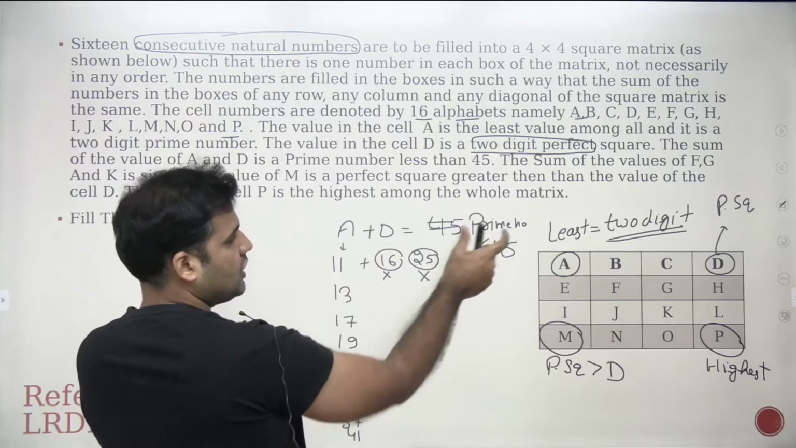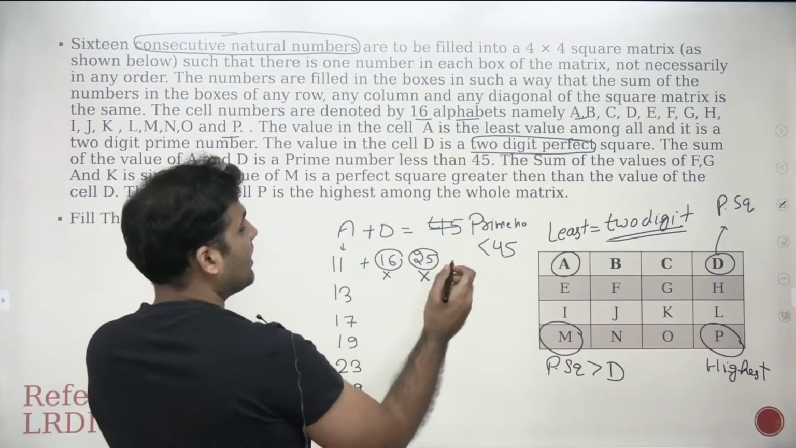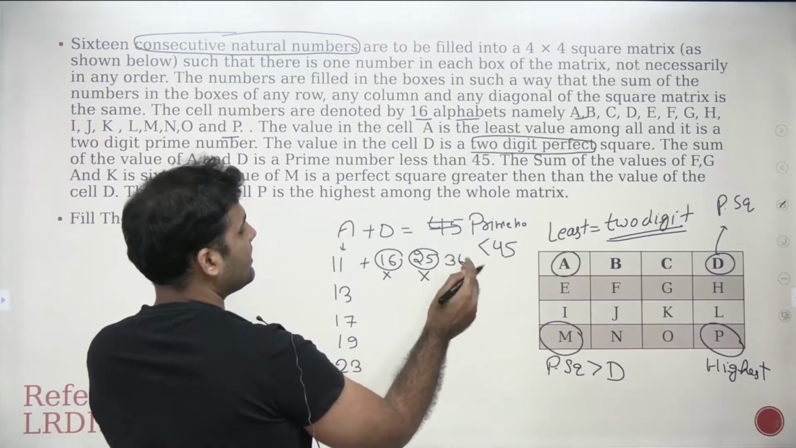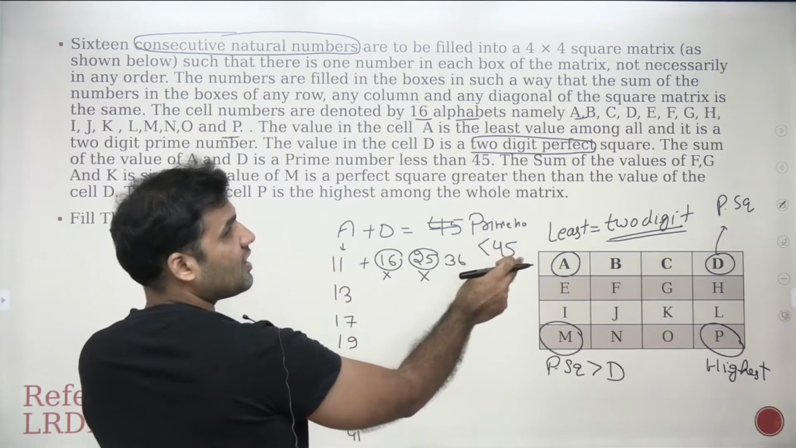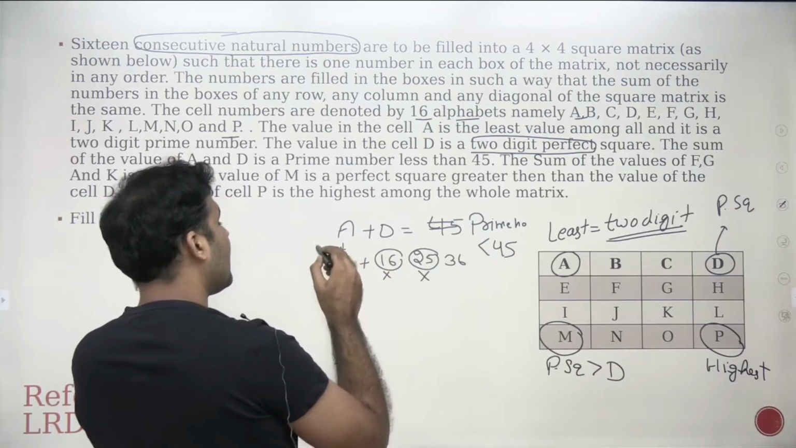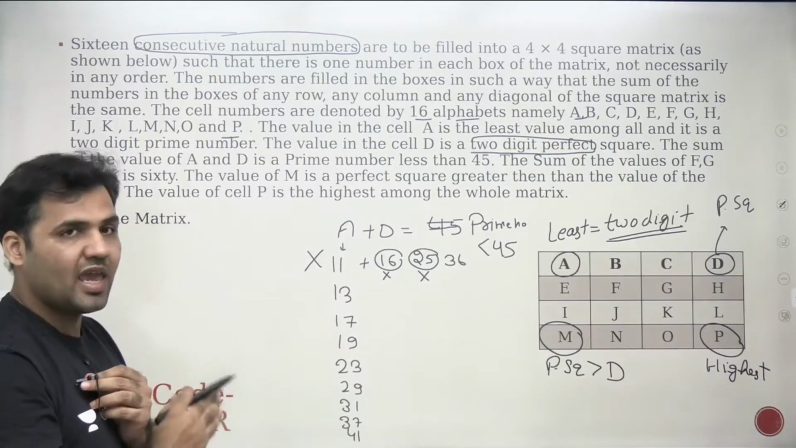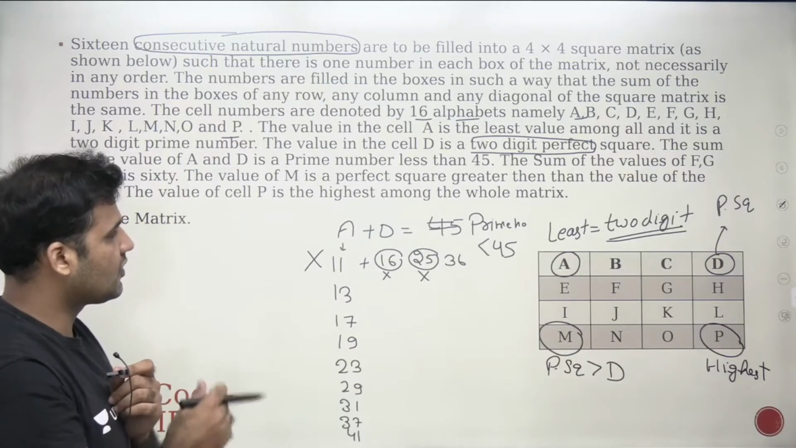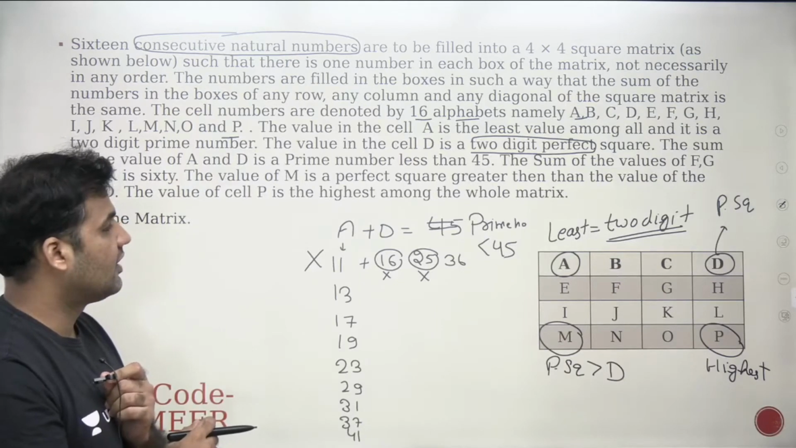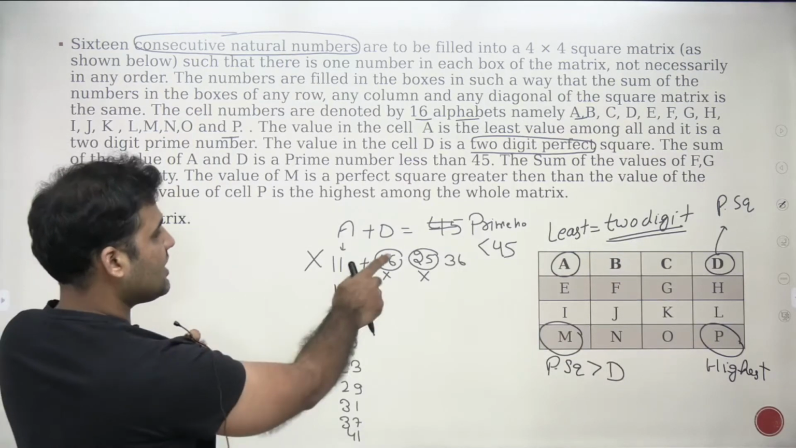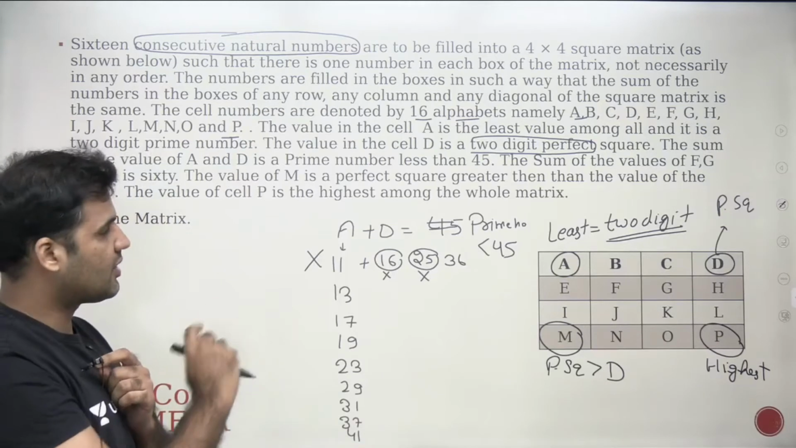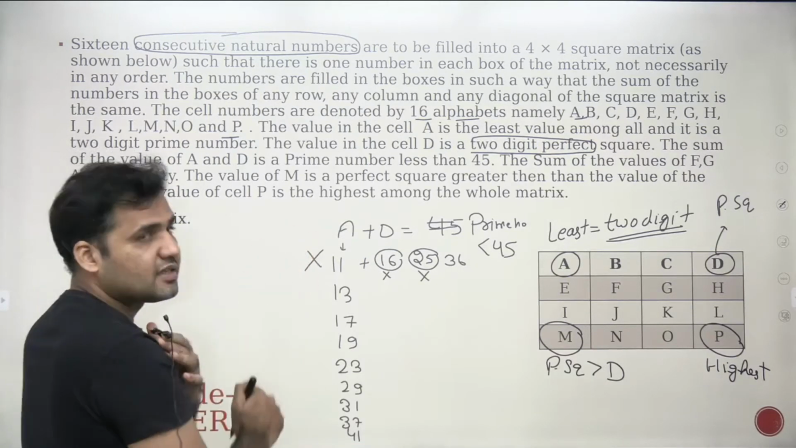The summation of these two should result in a prime number. The next perfect square is 36. 36 plus 11 is 47, but that number is greater than 45. So can I eliminate this case? Right? There is no possible combination of A and D where the summation of this prime number and this perfect square gives us another prime number less than 45. So therefore this case is eliminated.